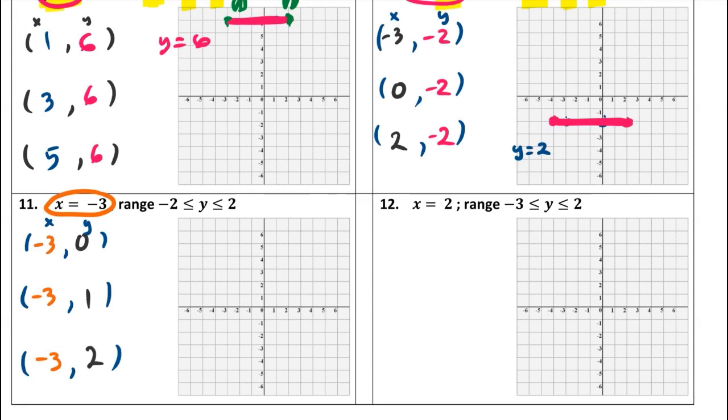So -3, 0. Stay. -3, go up 1. Right here. -3, go up 2. Right there. So as you see, this time x equal to -3 is a vertical line going up and down.